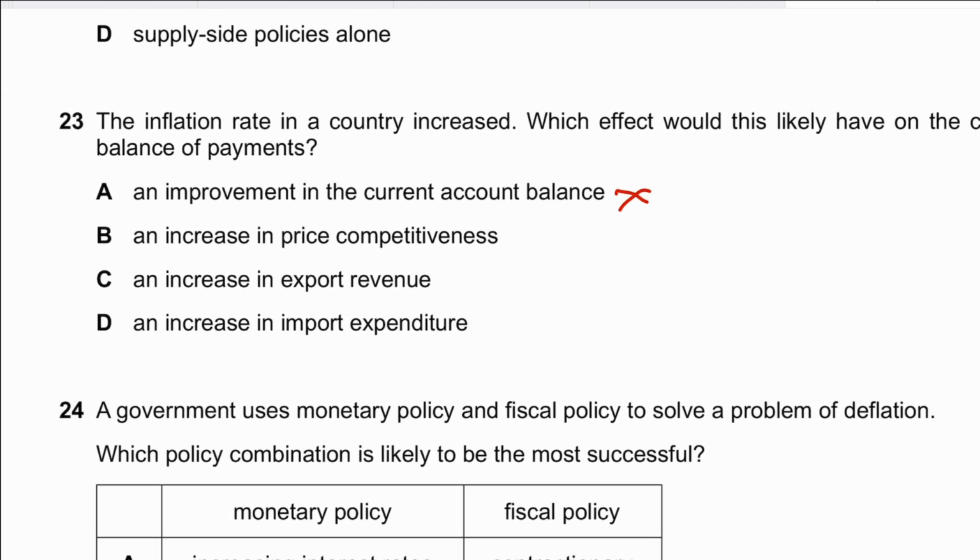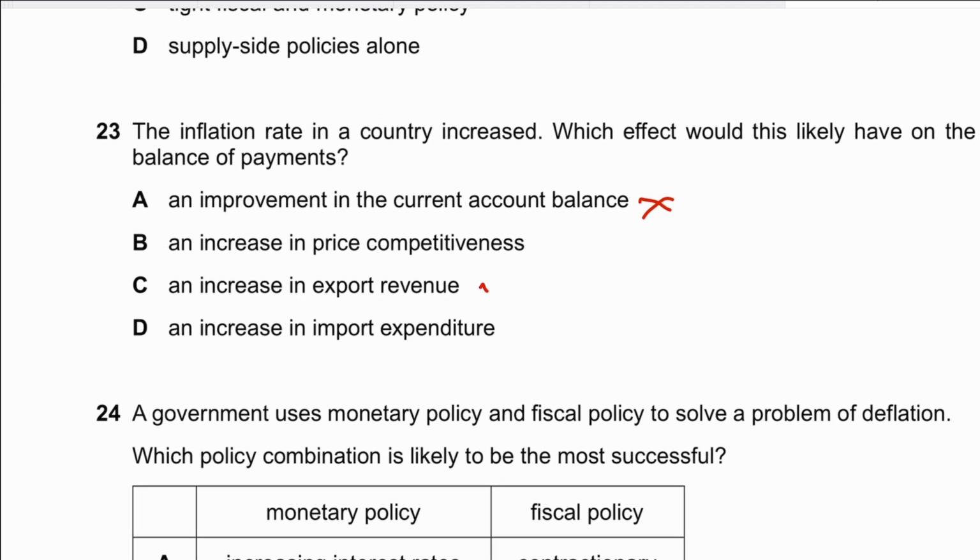And so option C says an increase in export revenue. This is also not correct, because obviously your export revenues should go down because domestic prices are going up, so exports will become uncompetitive. While an increase in import expenditure is more likely, because inflation will make imported goods relatively cheaper and increase the demand for imports, hence increasing your import expenditure. So that makes D the correct answer.